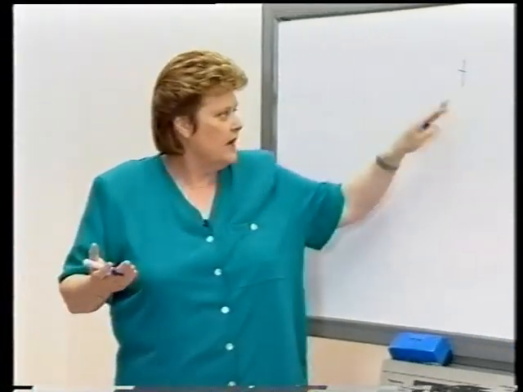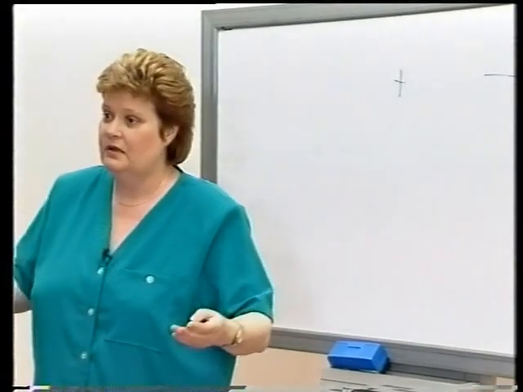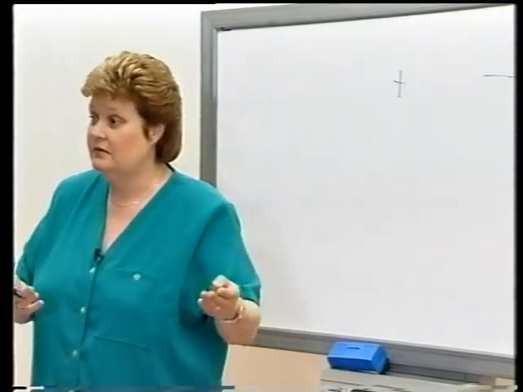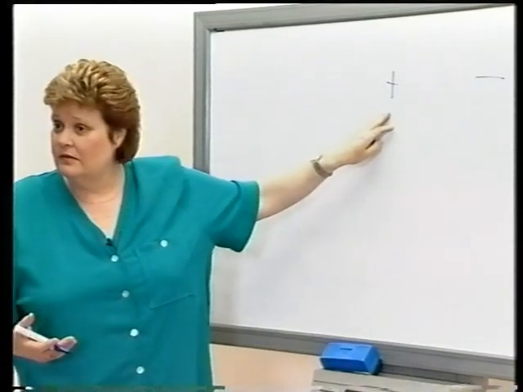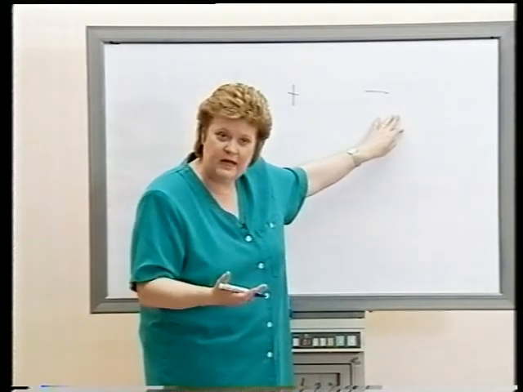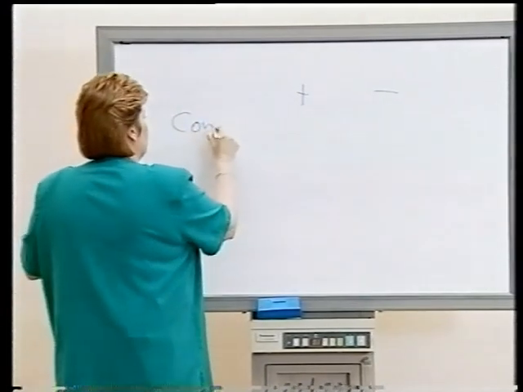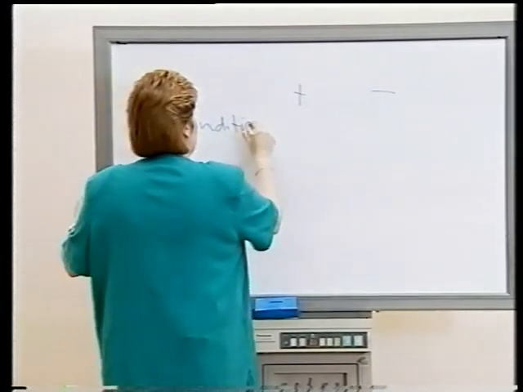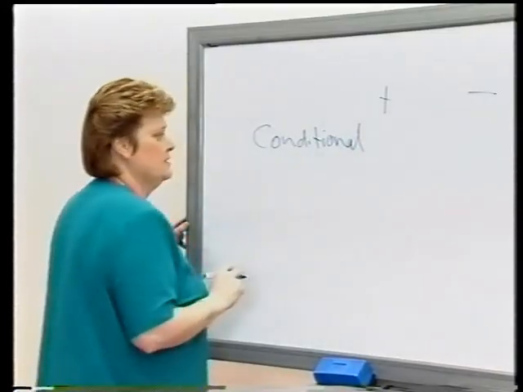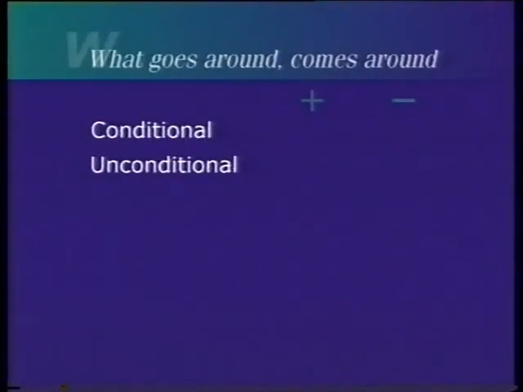The positive interaction is anything that is done to you physically or verbally, anything that's said or done that makes you feel good. And the negative interaction is anything that's said or done to you that makes you feel bad. These can be, as I say, physical or verbal. There are 2 types of positives and negatives. There's conditional positives and negatives and unconditional positives and negatives.